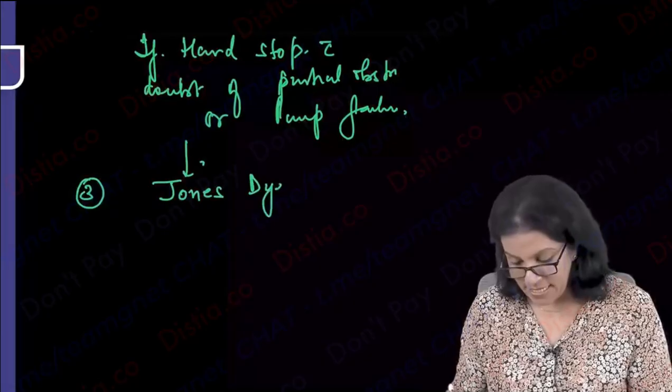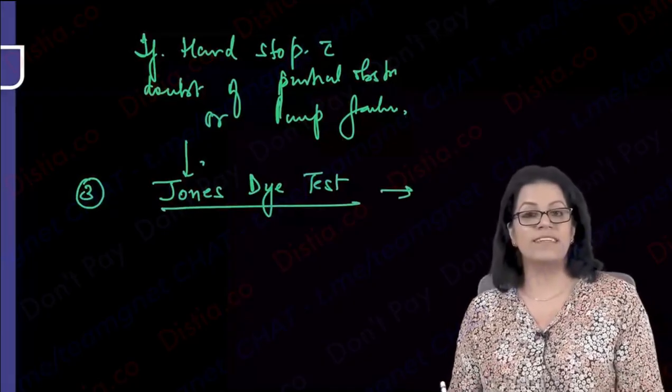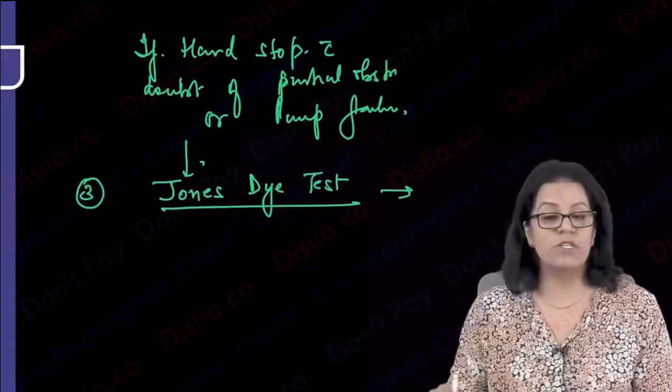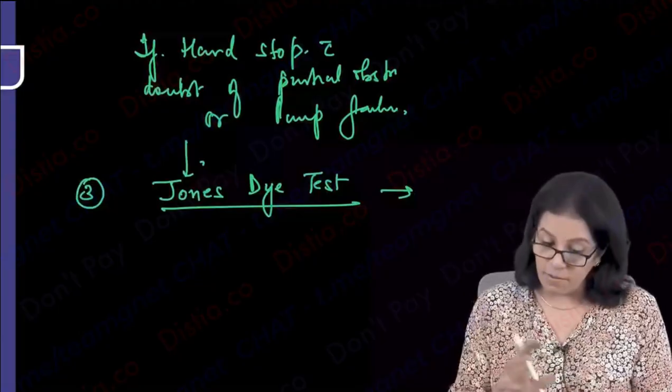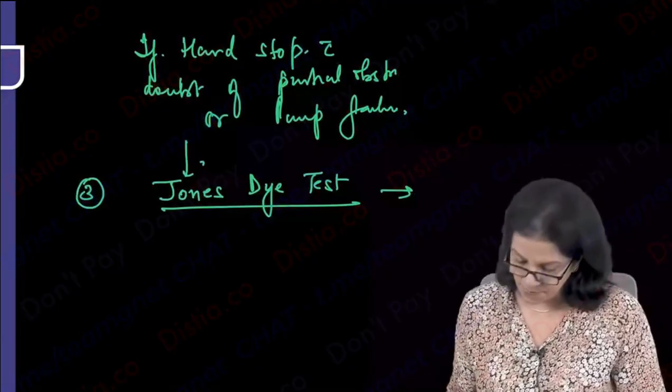It is then only that what is next indicated is the third test, that is Jones dye test. So please understand, Jones dye test I am not doing on day 1. I may manage by other tests. It is only when this situation happens, there is a hard stop and I am doubting all this, then I am going to go for Jones dye test.